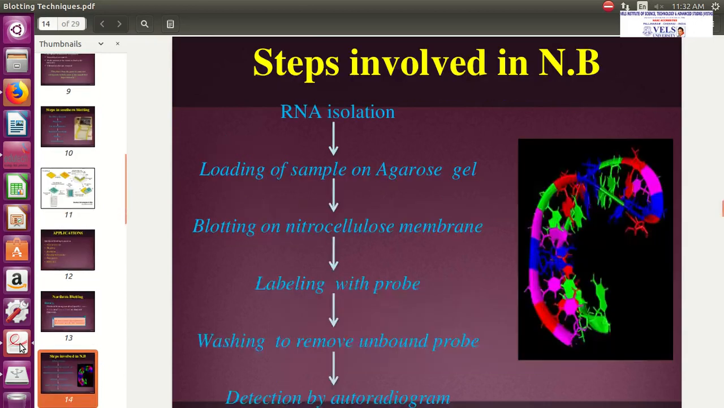The steps involved in Northern blotting are: first we isolate the RNA, then load the sample into the gel, then blot onto a nitrocellulose membrane, everything the same as Southern blotting. Here we are using RNA, there we use DNA. Then labeling with the probe, then washing to remove the unbound probe, and finally it is detected using autoradiogram.